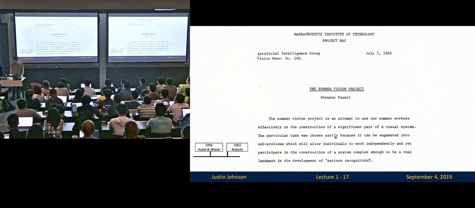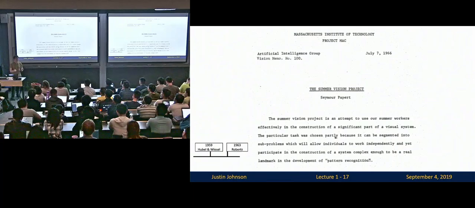So then, moving forward a couple more years, people were getting really excited. There was this very famous study in 1966 from MIT. Seymour Papert proposed the Summer Computer Vision Project. Basically what he wanted to do is like, okay, we've got digital cameras now, we can detect edges, we know how Hubel and Wiesel told us how the brain works. What we're going to do is hire a couple of undergrads, put them to work over the summer, and after the summer, we should be able to construct a significant portion of the visual system.